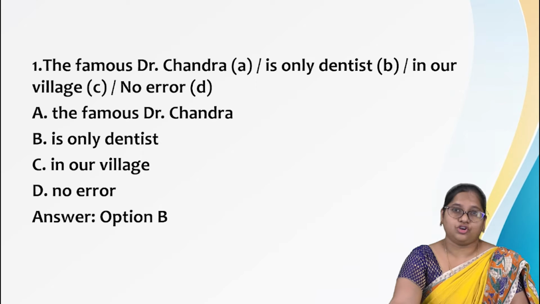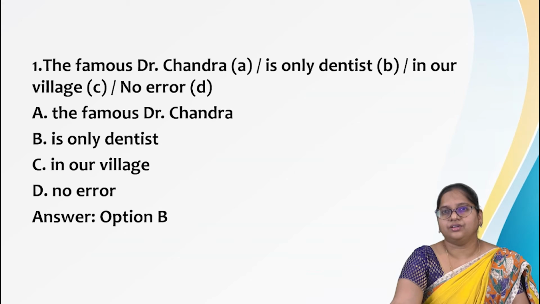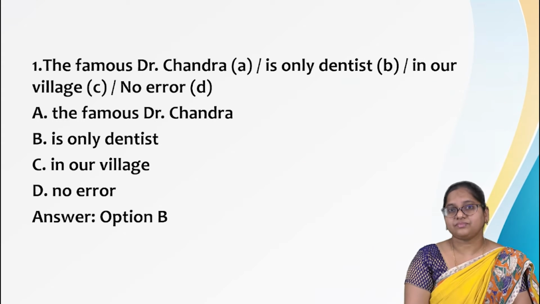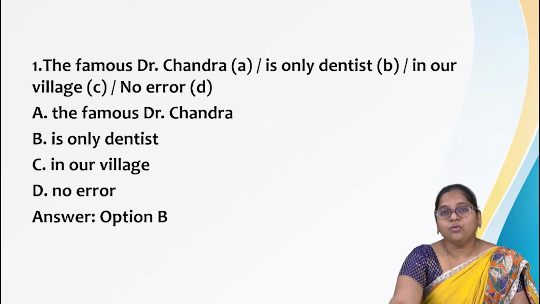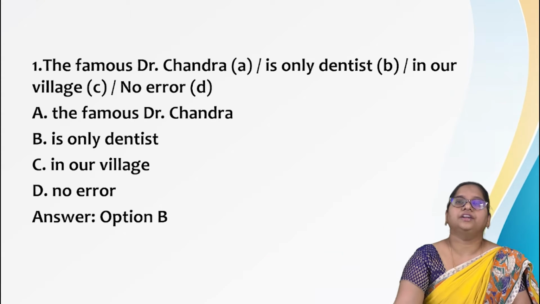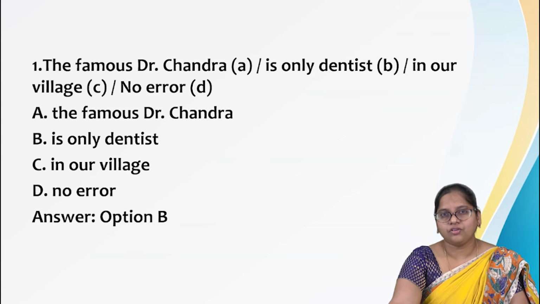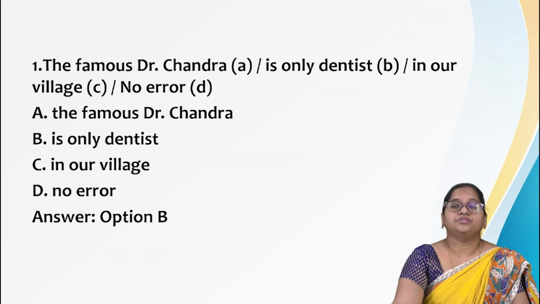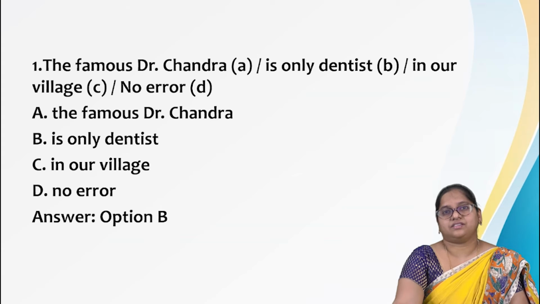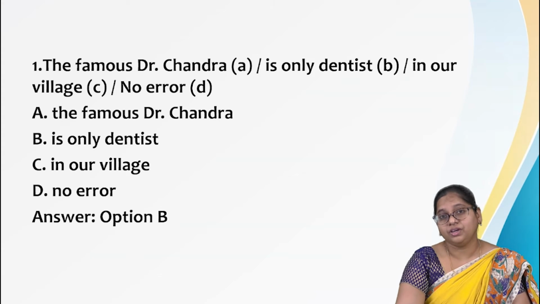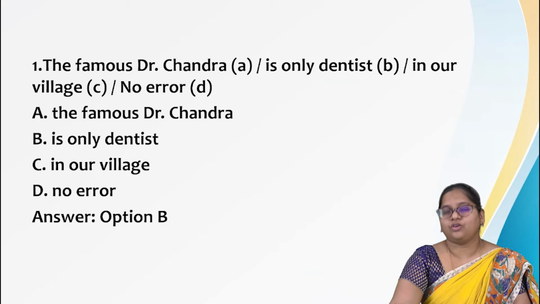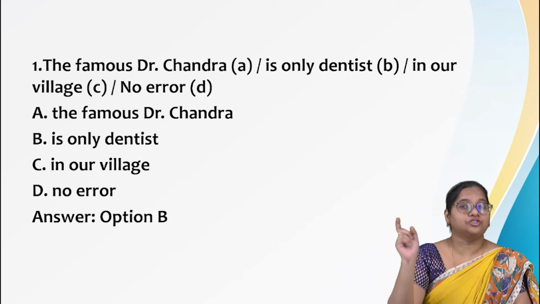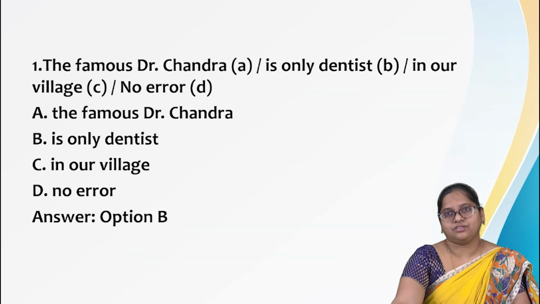So is "the famous Dr. Chandra" a faulty statement? Yes, of course, you are introducing him, so it's not faulty. And "is only dentist", is there any problem with that? "In our village", there's nothing wrong there when you're talking about something that happened in your village. But you say "is only dentist" here, and you see option B as the right answer. But how is it right, or how is it wrong? How do you locate the error part in the given sentence?